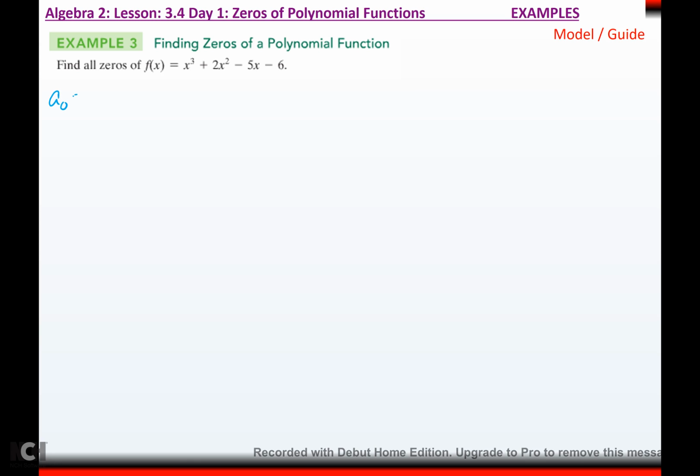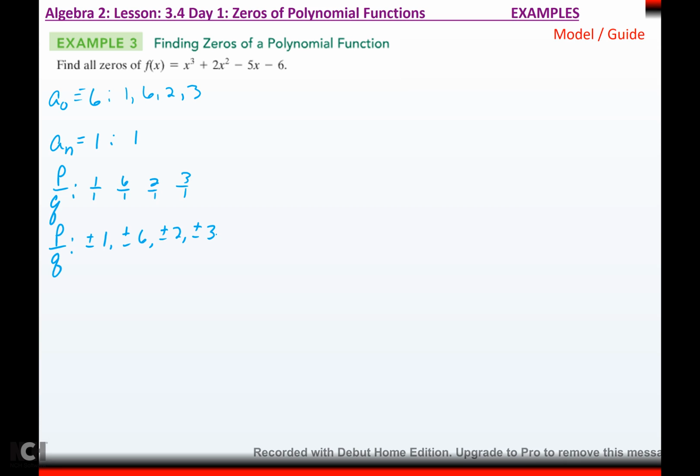My a sub naught is negative 6. All the factors of 6 are 1, 6, 2, and 3. My leading coefficient is 1, and all the factors of 1 are 1. So my possible PQs are 1 over 1, 6 over 1, 2 over 1, 3 over 1. Clean it up: my possible rational zeros are plus or minus 1, plus or minus 6, plus or minus 2, plus or minus 3.